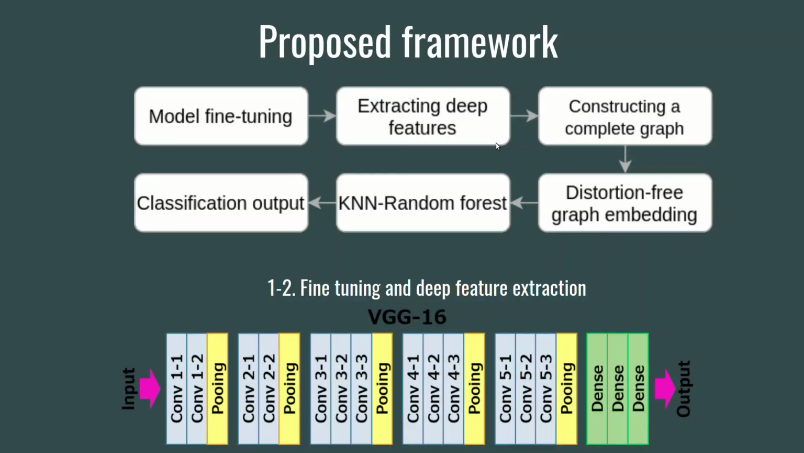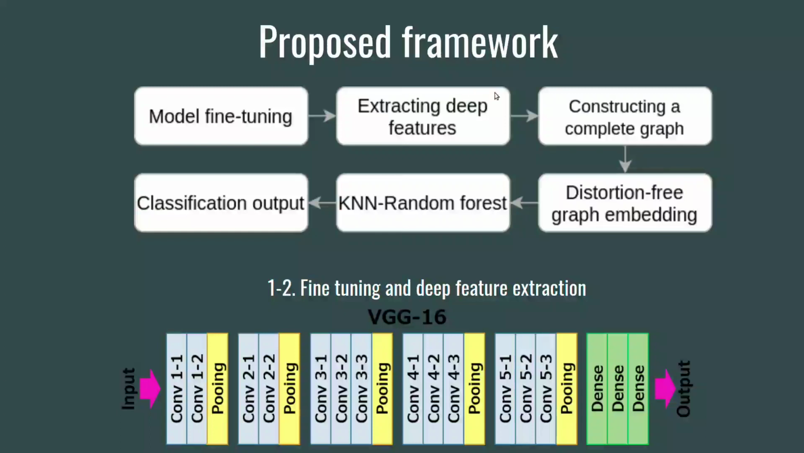In this paper, we've proposed a novel framework based on distortion-free graph embedding using deep features and KNN-Random forest. Our framework consists of 6 main steps. In the first step, there is a fine-tuning of a pre-trained deep learning model for the dataset. Then, extracting deep features for each image and sorting them in descending order by their stability value computed in the deep learning model.